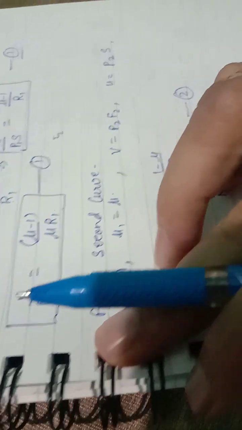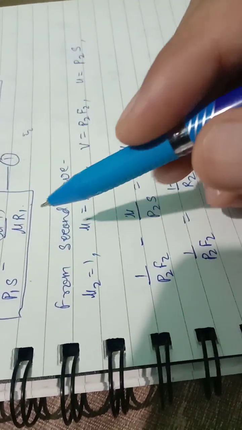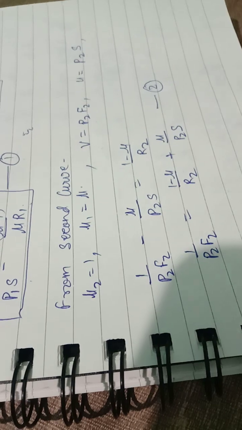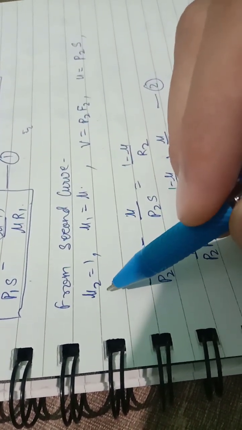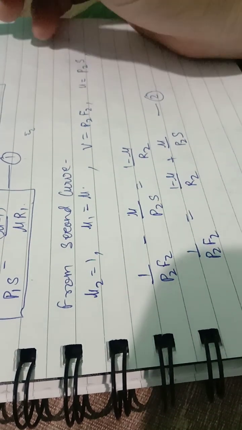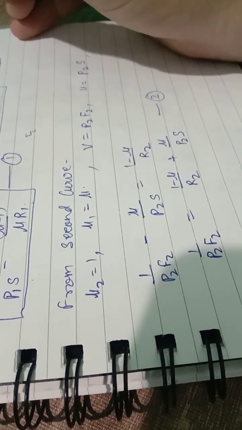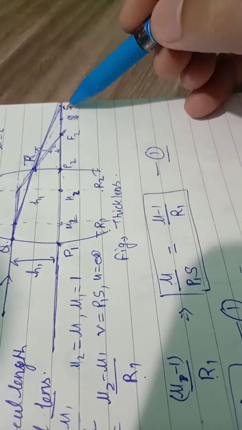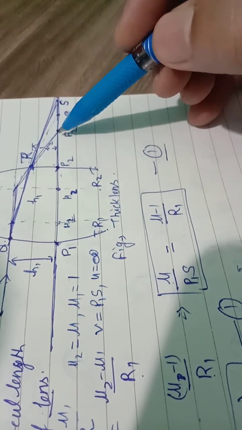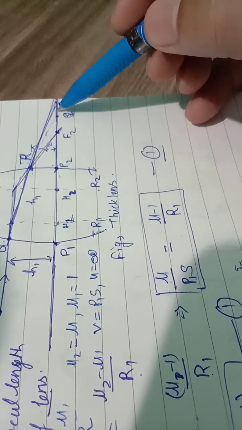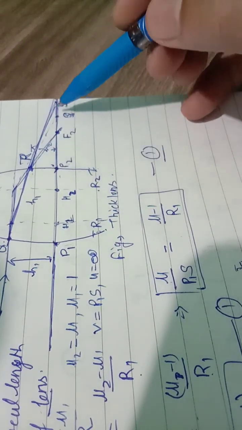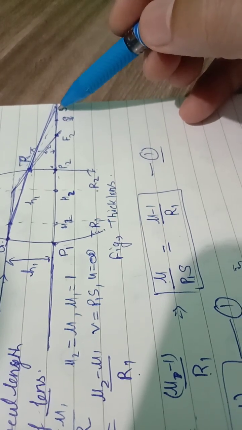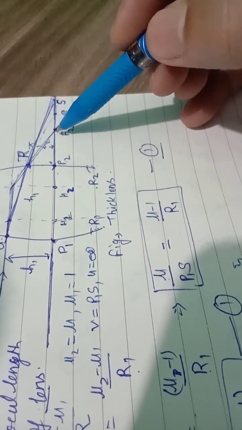Then put the refraction formula for the second surface. For the second surface, the light came from this point, and emerged from this point, the focal point. This point is imaginary for the second surface, and this point is the object and this point is the image.